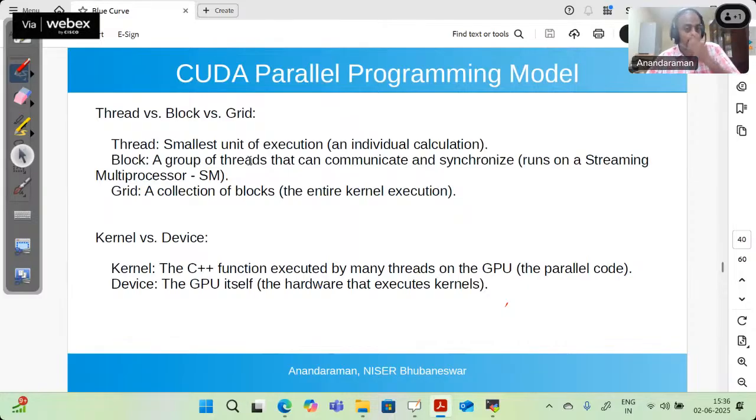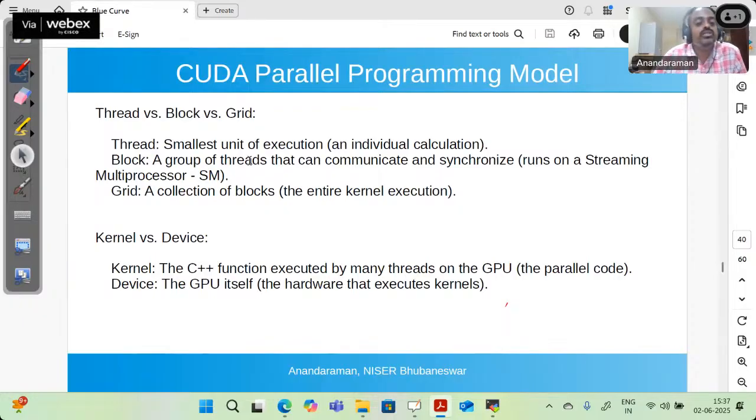Okay, CUDA parallel program: thread versus block versus grid. A thread is the smallest unit of execution, an individual calculation. A block is a group of threads that can communicate and synchronize, running on a streaming multiprocessor (SM). A grid is a collection of blocks, the entire kernel execution.